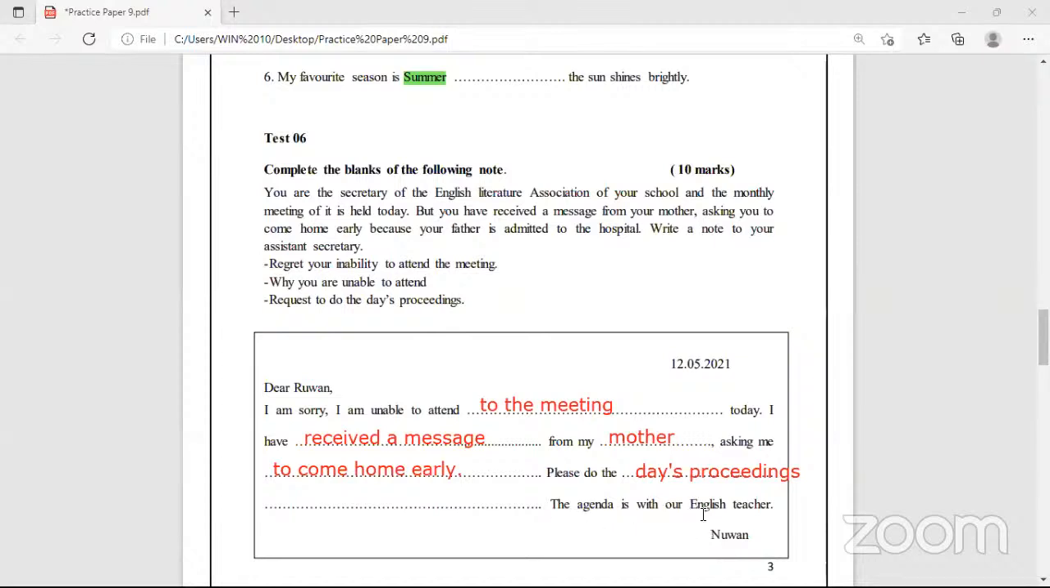The agenda is with our English teacher, right? So he requests to do the day's proceedings, right? Follow the steps that he has written in the note. So you may have to write a note yourself in the paper itself, right? So carefully go through the answers, go through the note before you go to the text, and you can develop a note yourself by considering these sentences, right? So mark your answers quickly and move to question number 7 quickly.